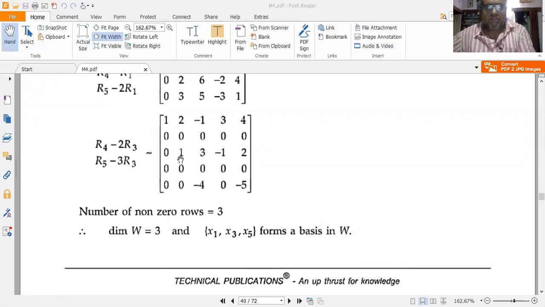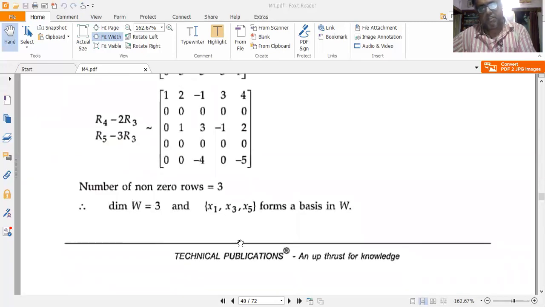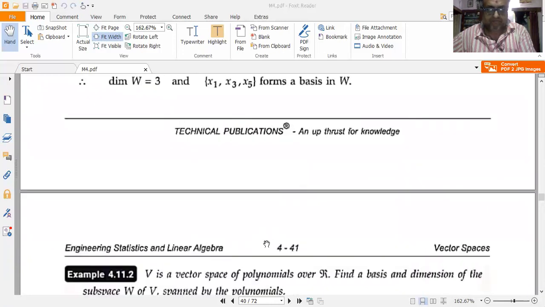Then the number of non-zero rows is 3. The second row and the fourth row are full of zeros, so the number of non-zero rows is only 3: the first, third, and the fifth one. That's why the dimension of W is equal to 3, and hence x1, x3, and x5 form a basis in W.